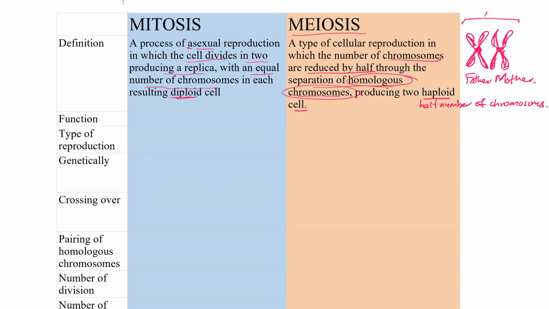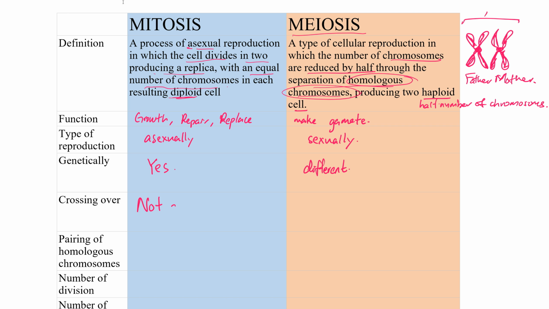So mitosis, the function is for growth, repair, and replacing cells. Meiosis, the function is to make gametes. Type of reproduction: asexual for mitosis, sexual for meiosis. The daughter cells will be genetically identical for mitosis, but for meiosis, their DNA will be different, so they're genetically different. Crossing over will not happen in mitosis, but in meiosis it will most probably happen. It will happen during prophase 1.